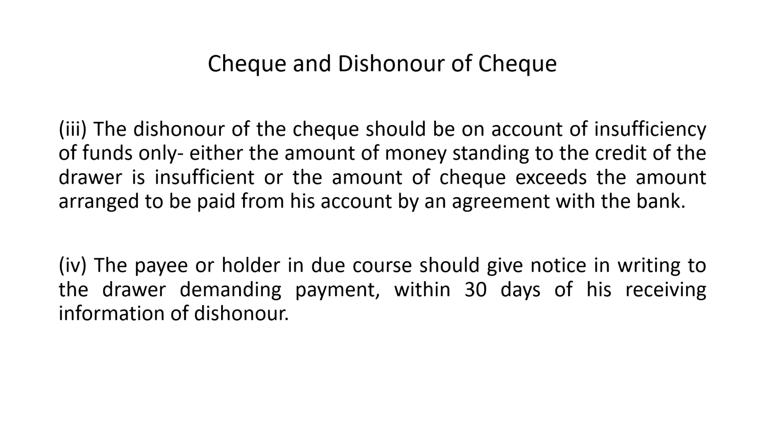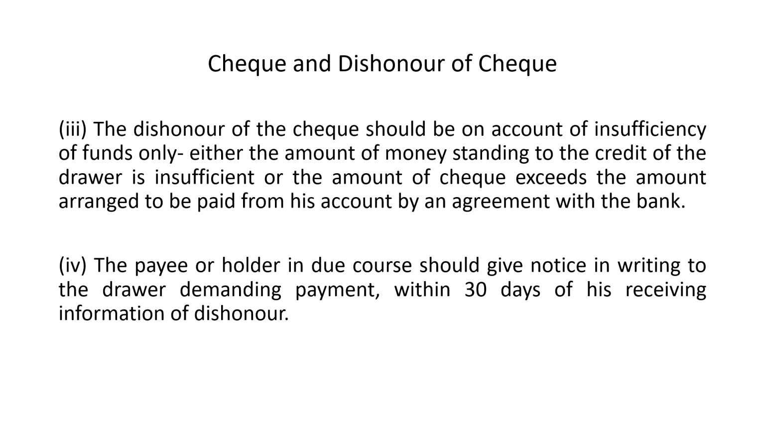So, the dishonour of the cheque should be on account of insufficiency of funds only. Either the amount of money standing to the credit of the drawer is insufficient, or the amount of the cheque exceeds the amount arranged to be paid from his account by an agreement with the bank. As I have already told you, on the basis of these two, the bank will determine whether there is a sufficient balance, or whether sufficient funds are available in the customer's account or not.